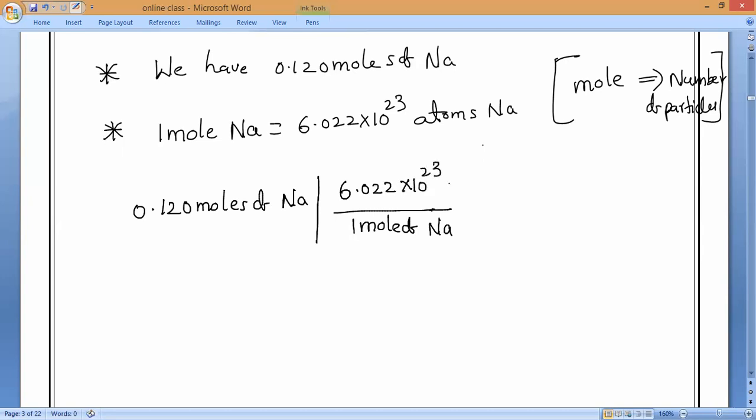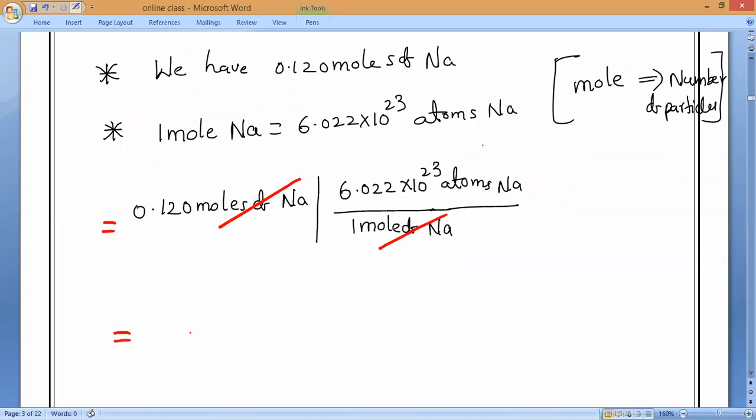6.022 into 10 power 23 atoms of sodium. Is it yes or no? That is what I'm saying. Nothing I'm doing, see here. 1 mole of sodium is equal to Avogadro number of sodium atoms. That's all. Now here, mole of sodium and moles of sodium will get cancelled.